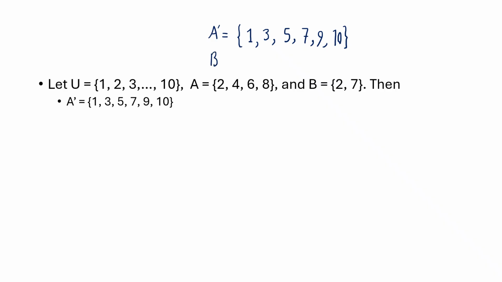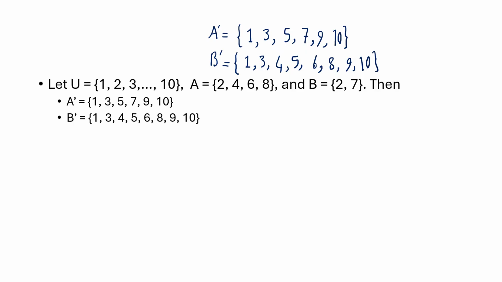Complement of B, everything in the universal set, 1, 2, 3, 4 up to 10, except 2 and 7. So 1, 3, 4, 5, 6, 8, 9, and 10 is the complement of B.